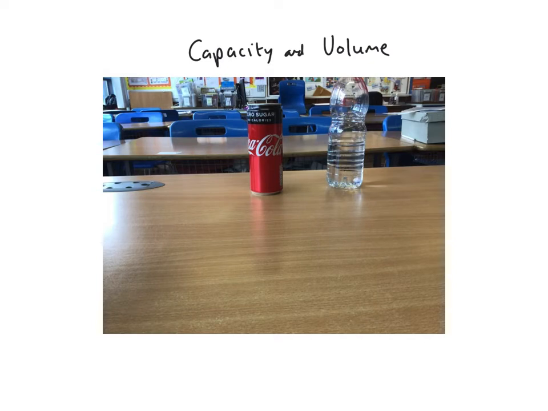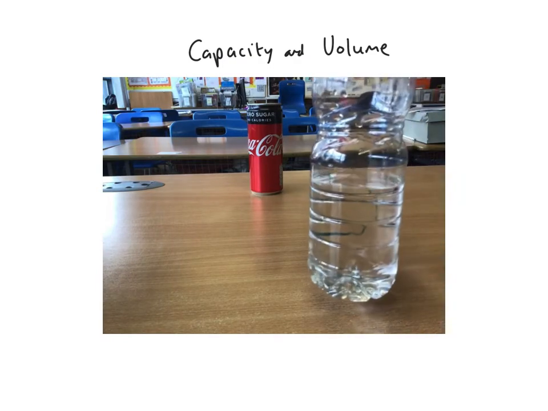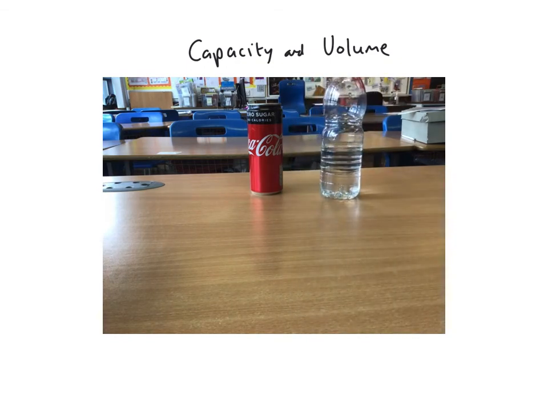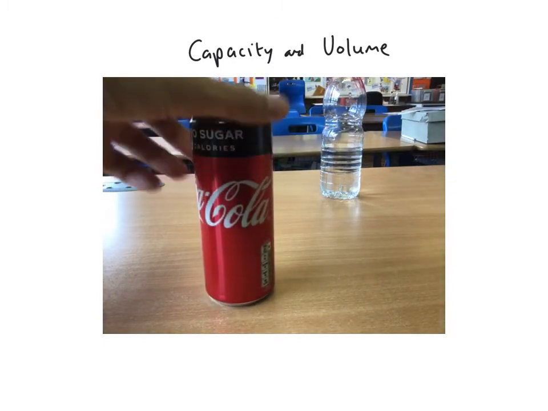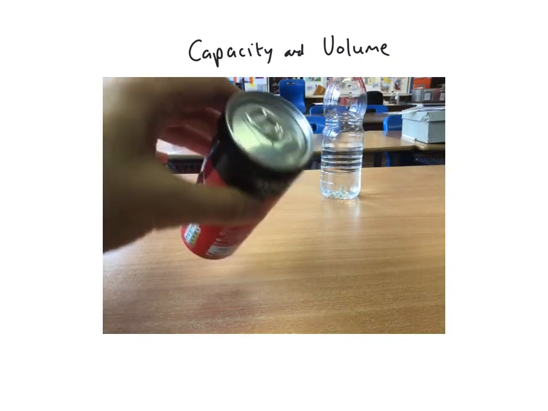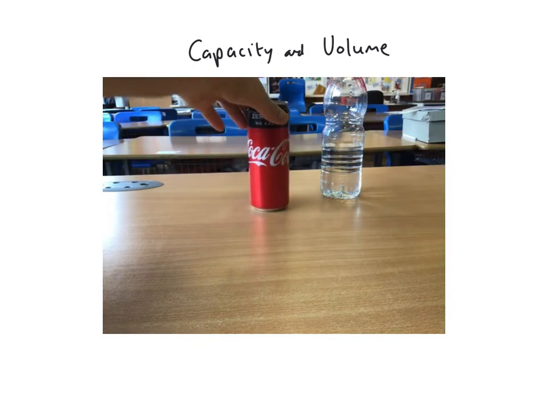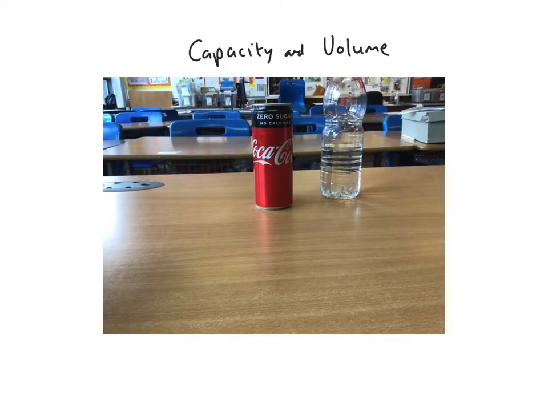Now, that doesn't necessarily mean that there's always exactly 500 millilitres inside the bottle. If you take a close look at this bottle, you can see that it's half empty, there or thereabouts. So although it has the capacity to hold 500 millilitres, the volume of water inside the bottle is not 500 millilitres at the moment. The can has the capacity to hold 330 millilitres. It hasn't been opened. So right now it's full, and the volume of liquid inside the can is 330 millilitres. It contains 330 millilitres at the moment.